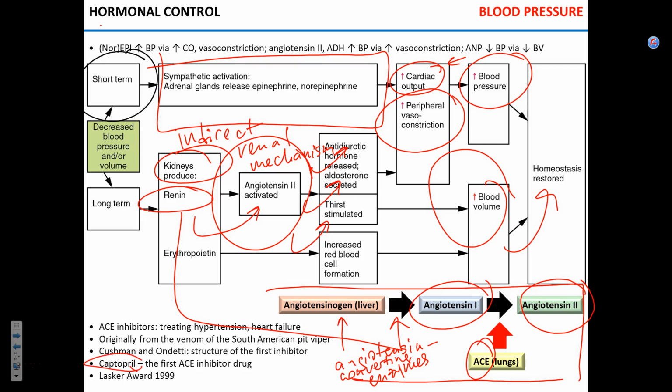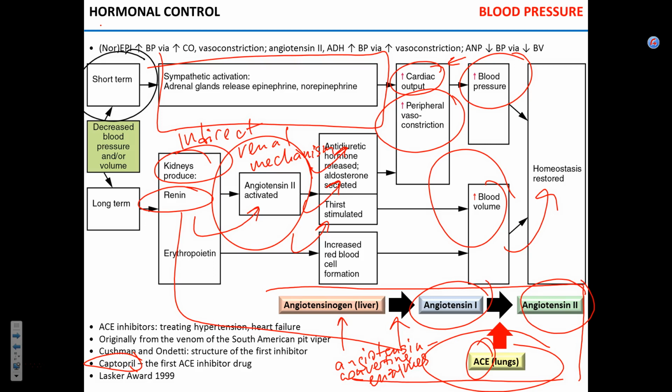The first drug was called captopril. I think there's enalapril now and a lot of drugs that are called ACE inhibitors. Turns out the venom of various vipers contains an inhibitor of angiotensin converting enzyme, which prevents angiotensin II synthesis and prevents release of aldosterone, and blood pressure drops.